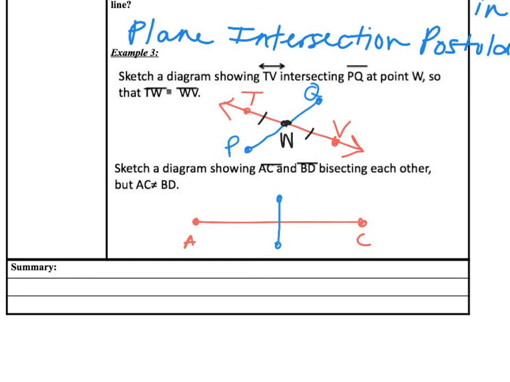They're not going to be congruent, so let's make sure they're not. If it's bisecting, we know that it cuts it into two congruent parts. But we do not want AC to be congruent to BD. So I have to show that they're different lengths, and I'm going to do that by marking them differently.